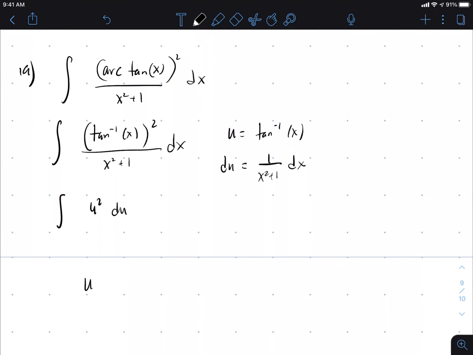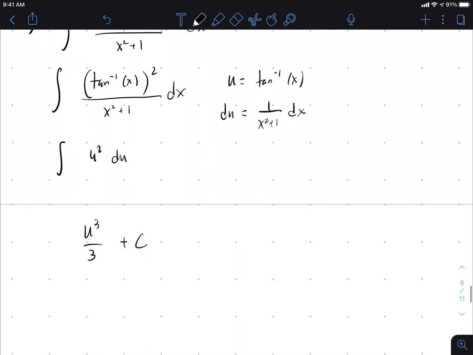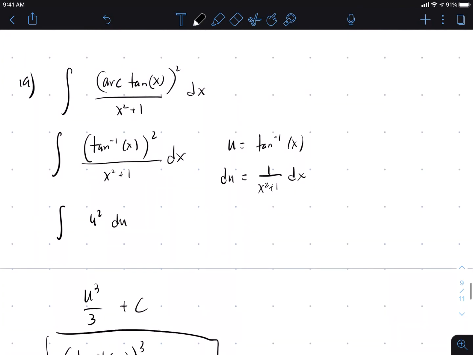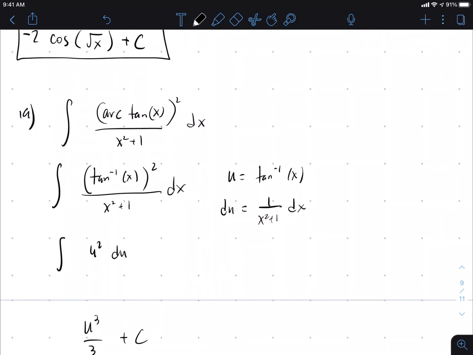And doesn't that just become u to the third over 3 plus some constant c? And so I'm going to get tan inverse of x to the third power over 3 plus c as my answer. So you just set inverse tan for u, and then the u gets subbed out, so it just becomes one function.